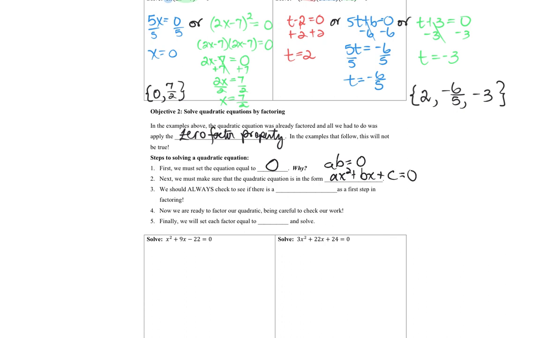And why do we want to do that? Well, so that we can work with it in the manner that we're used to. And we should always check to see if there is a greatest common factor as the first step in factoring. And if you notice that before this video, I did post another video with a review of factoring in it. Okay, so now we're ready to factor a quadratic, being careful to check our work, right? If you're going to use guess and check, remember it's guess and check, not guess and pray. And finally, we'll set each factor equal to 0, and we will solve it.